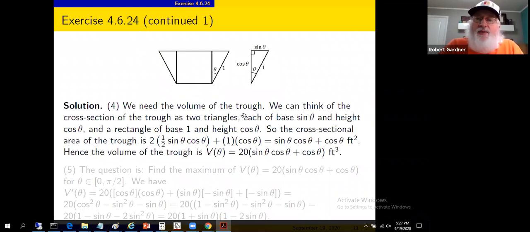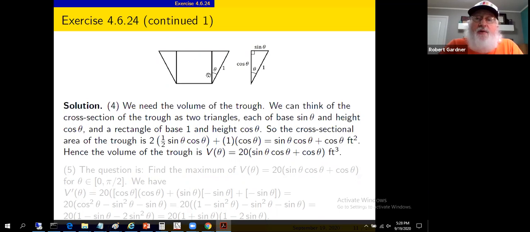Okay, we want the volume of the trough, carrying that little picture over. We can think of the cross-section of the trough as 2 of these triangles, one on the right, one on the left, plus this little rectangle. The triangles have, if you like, base sine theta, height cosine theta. The rectangle has base 1. Remember the rules about 1 by 1 by 1. And the height is cosine theta. So break it into 3 pieces.